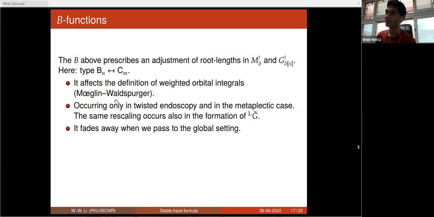And it occurs only in twisted endoscopy and in the metaplectic case. In fact, when we define the dual group of G tilde, we also rescale the roots somehow. And maybe that's one reason for the appearance of the B function here. But when you pass to the global trace formula, somehow you can get rid of these B functions. But you must carry these functions in the local case on the stable side. One of the key differences in the metaplectic case.